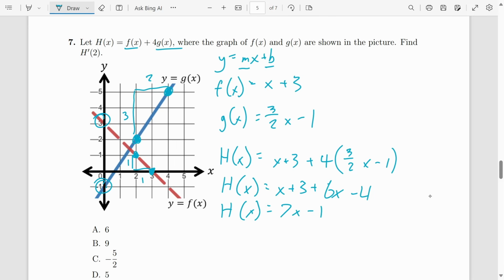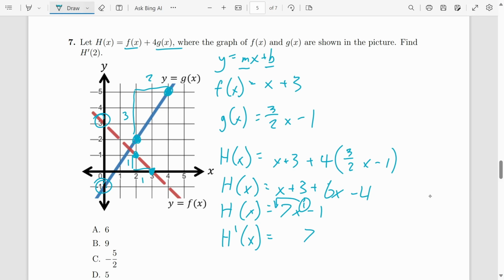So that's what h of x is, and then to take its derivative, this is a pretty easy derivative. Just remember, you take the power and put it out front, so this is now 1 times 7x to the 1 minus 1, which is the 0th power, x to the 0 is just 1, and so is this one, and this constant here just becomes 0.